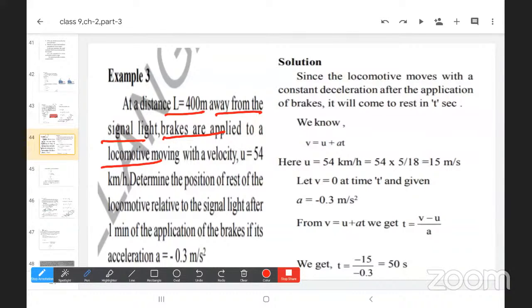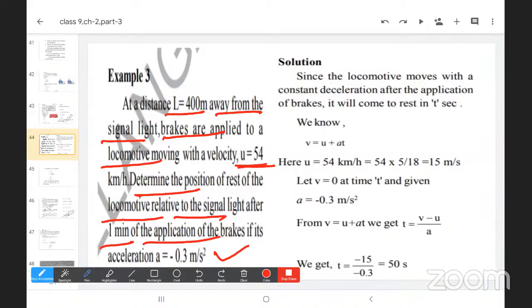Here the initial velocity is given as 54 kilometer per hour. We know u indicates the initial velocity of the object. So here u equals 54 kilometer per hour. Here we need to determine the position of rest of the locomotive relative to the signal light after 1 minute of the application of the brakes, if its acceleration a equals minus 0.3 meter per second square.